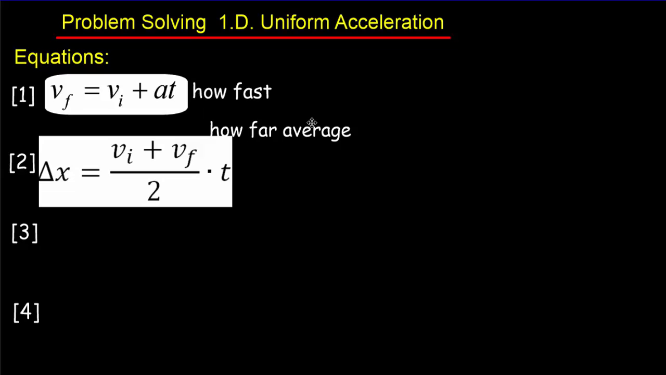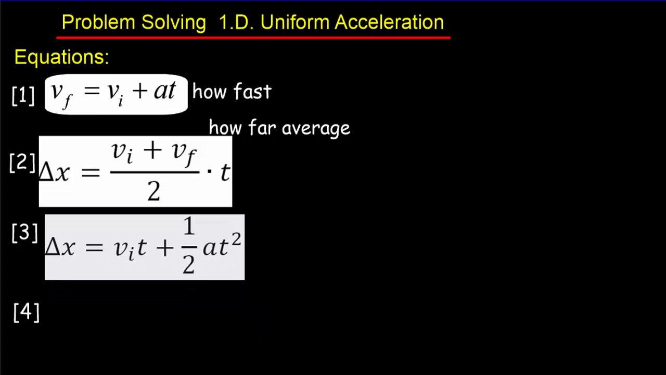Well, it's really displacement, but in many circumstances it'll tell me how far the object has traveled. But it's using an average velocity. So I call it how far average. Third equation, I call this one how far acceleration. Once again, it tells me how far, it tells me the displacement. You're using the acceleration in this equation, whereas the previous equation uses the average velocity.